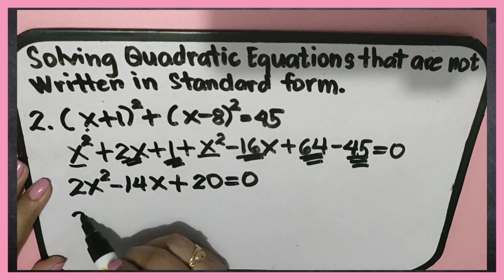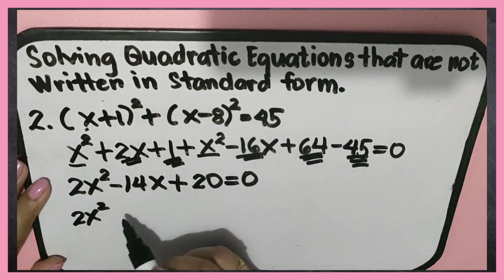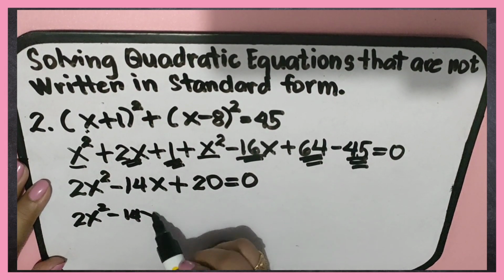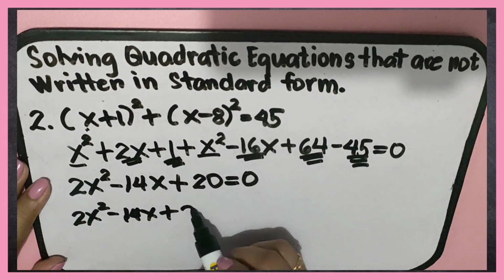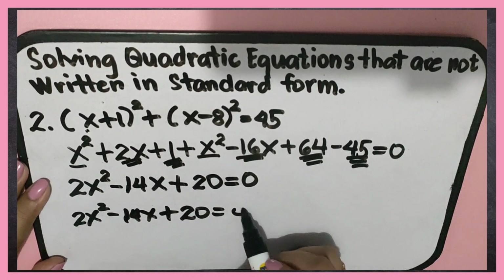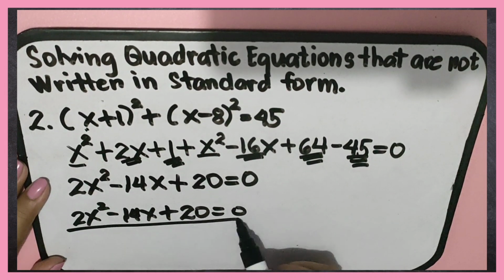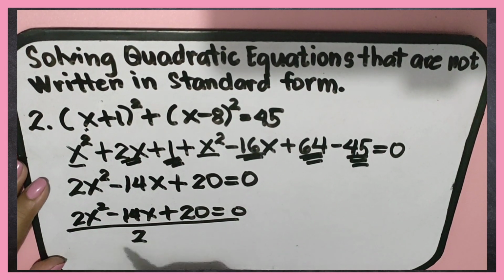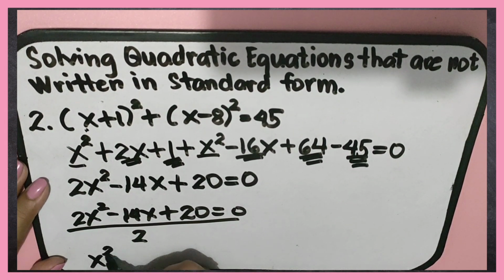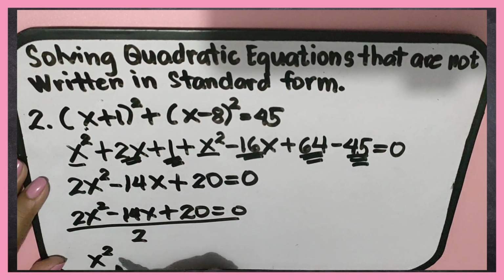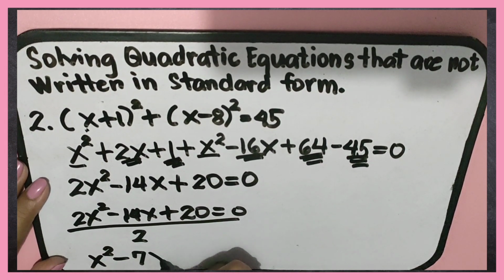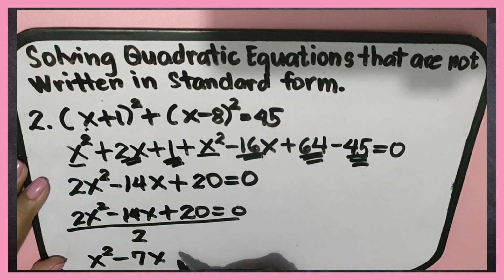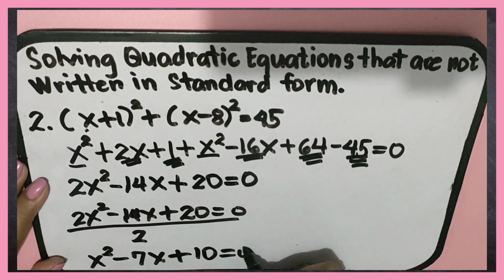Okay, let us find the roots or solution of this equation. So, let us divide this equation by 2 to simplify. And then let us use the factoring method. So 2x squared divided by 2 is x squared. Then negative 14x divided by 2 is negative 7x. Then 20 divided by 2 is positive 10 equals 0.